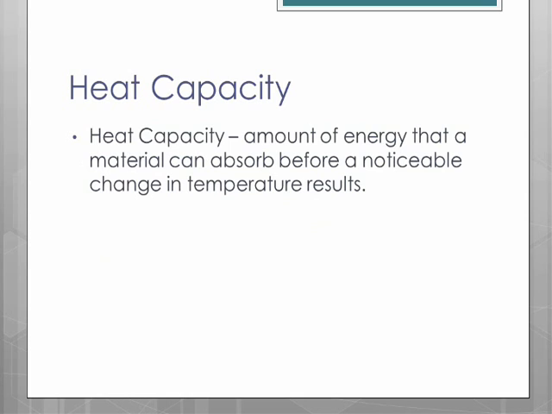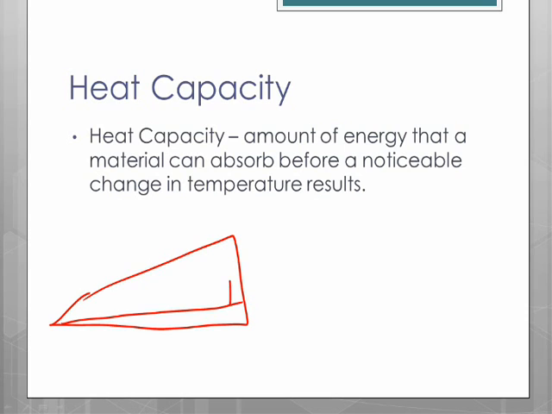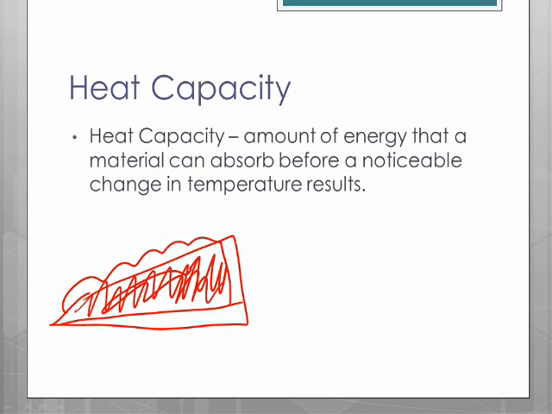Now heat capacity is the amount of energy that a material can absorb before a noticeable change in temperature results. What does that mean? Well, let's look at an example. So we had the pizza. If we look at a cross section of that pizza, here we have the crust. Up here, the cheese. And inside here, it was the sauce.